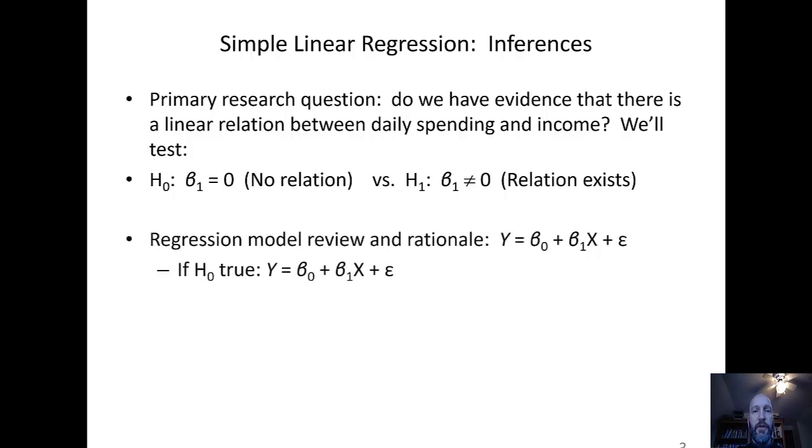So if you think about this, our model says y is equal to beta 0 plus beta 1 times x plus the error term. And if the null hypothesis is true, what does that mean about the x? It's going to be multiplied by 0, and so that's just going to drop out. And we're going to have the intercept, beta 0, plus a random error term.